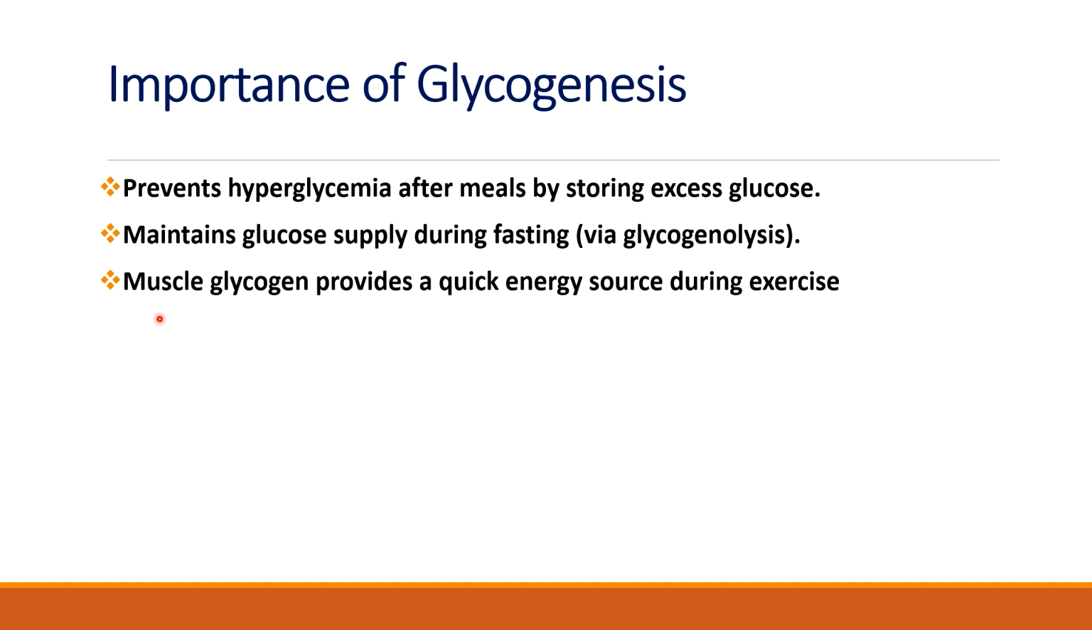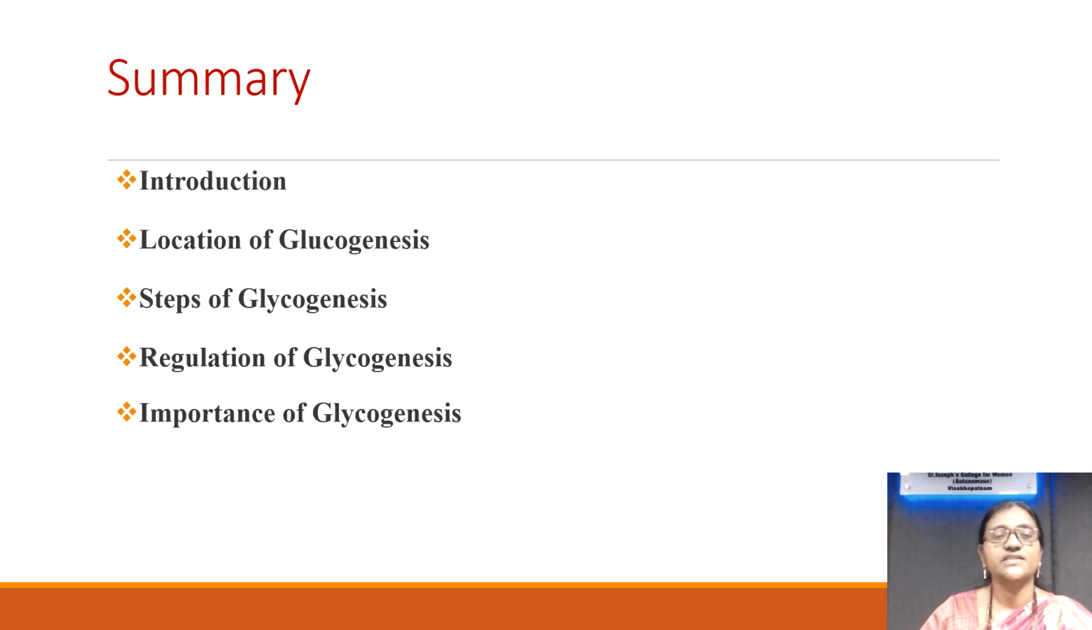Next one is muscle glycogen. Yes, it provides very quick energy when a person is exercising. So these are the three important points that we have to remember about why glycogenesis is required. We have covered the basic introduction to glycogenesis, followed by its localization, where it takes place, and the steps in detail, followed by regulation as well as importance.